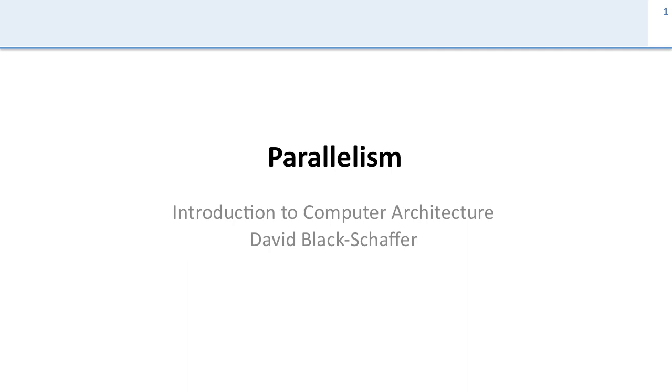So in this lecture, we're going to talk about parallelism. That is the ability to do multiple things at the same time and how that impacts computer architecture. So we're going to start out first talking about the parallelism we've already seen so far in the course. So you'll see that we've already introduced this and what we use it for.